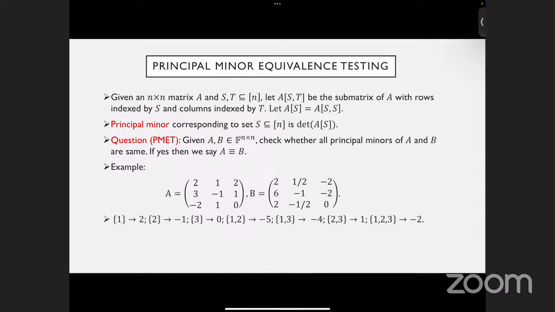Here is an example of two matrices A and B such that their principal minors are the same. In the last bullet point, for each subset, this contains the principal minor corresponding to that subset. We will again see this example after a few slides.